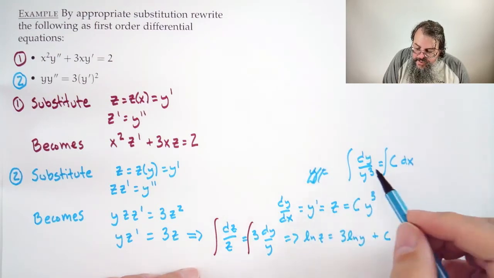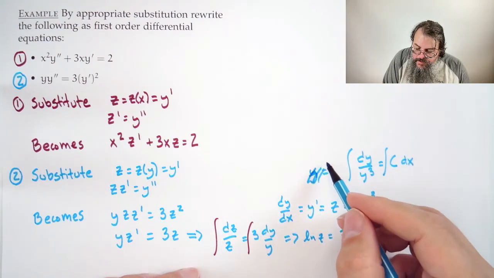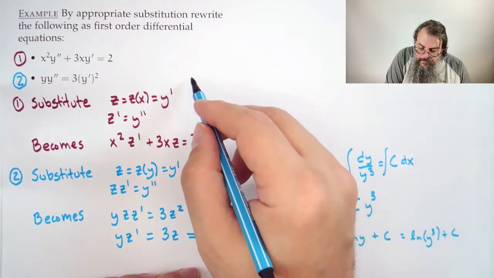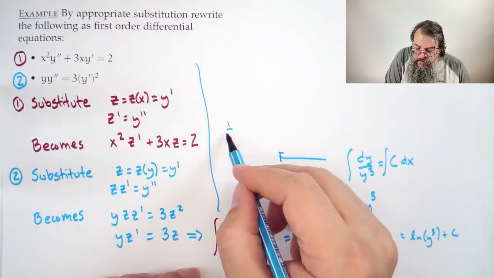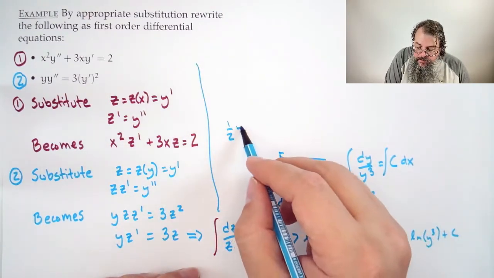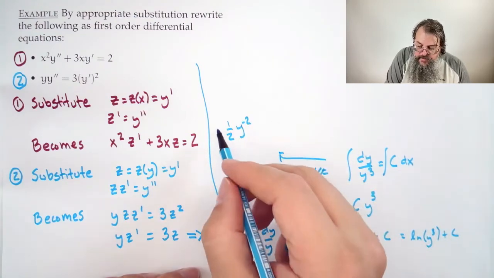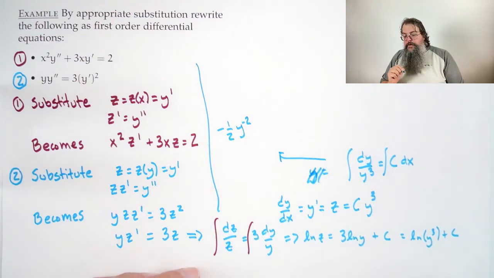So we would have minus 1/2 y to the minus 2. Oops, there's a minus 1/2 there. There we go.